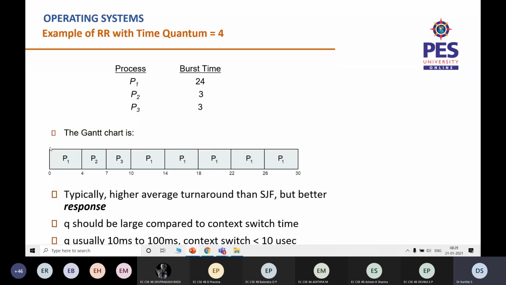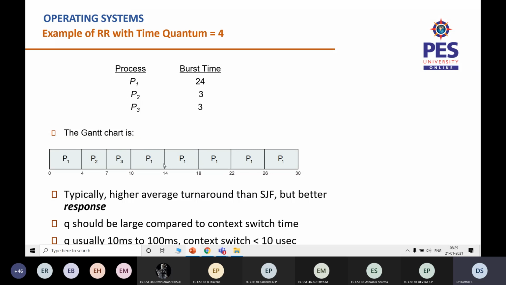Because of that, when we write this Gantt chart, between 0 to 4 milliseconds P1 will execute and its burst time will reduce to 20. Between 4 to 7, P2 will execute, and its burst time will reduce to 0, meaning it has completed. The same thing will happen with P3. Between 7 to 10, that is 3 milliseconds, P3 will complete its execution and also terminate. Next, there is only P1 with which the round robin will work.